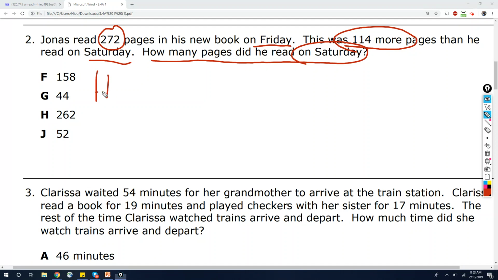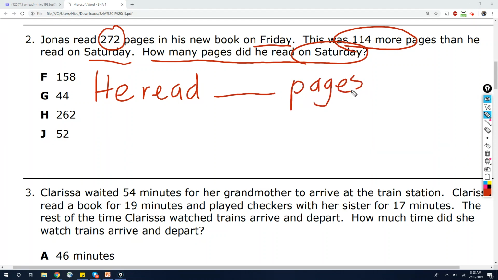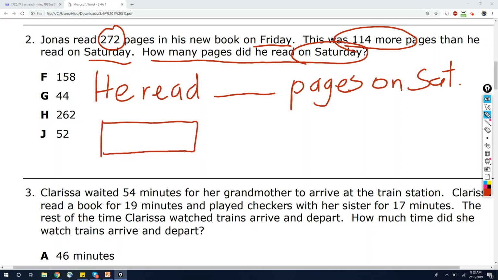Okay, so he read pages on Saturday. Now let's draw our pictures. This is a compare question because they have 2 days, Friday and Saturday. We know Friday is more. Friday is 272. And this is for Friday. I don't know how many pages he read on Saturday. That's what we're looking for. So this is Saturday. We don't know.